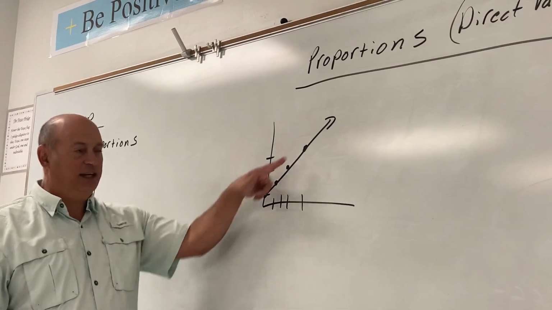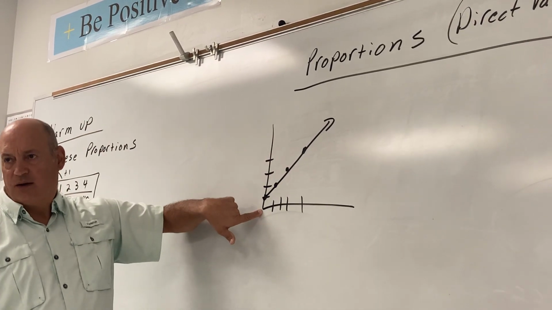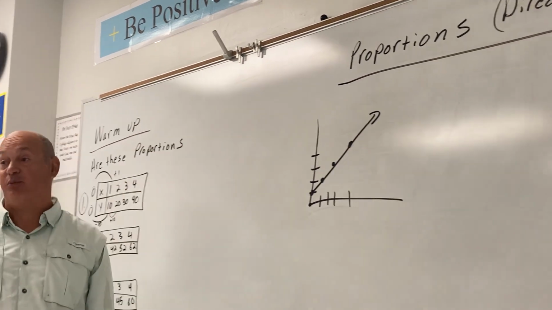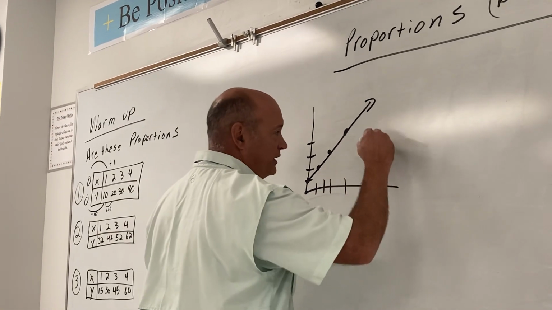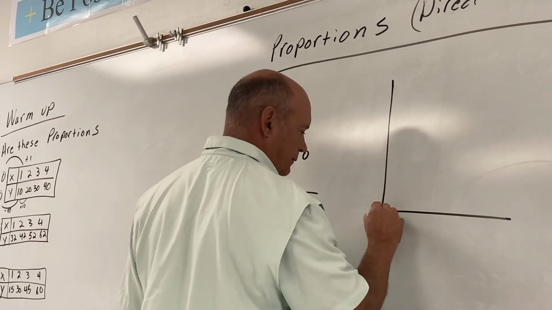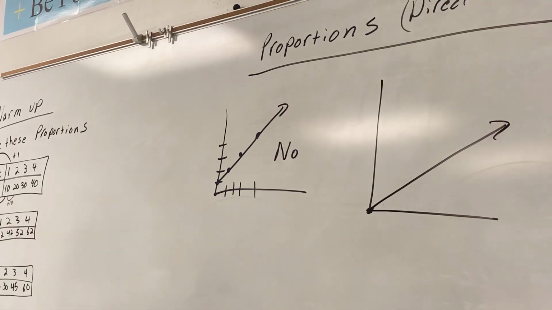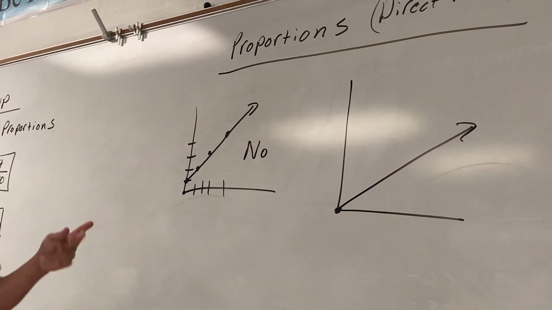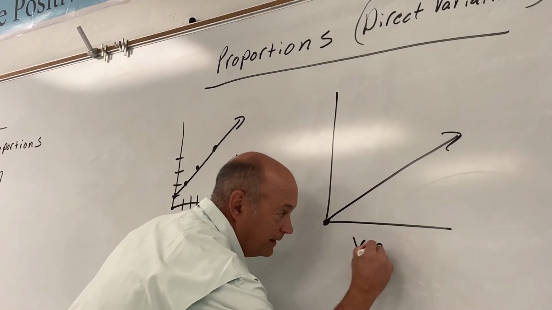This graph, it is a straight line, isn't it? But it does not go through the origin, 0, 0. It would have to go through right there to be a proportion. But it is a straight line, so no, that is not a proportion. Very nice, Emma. What about this one? Would that one be a proportion? Yes, it is a straight line, and it goes through the origin 0, 0. That one would be a yes.